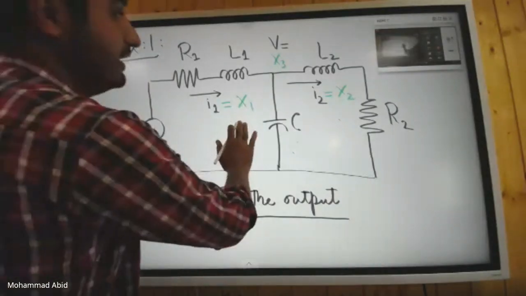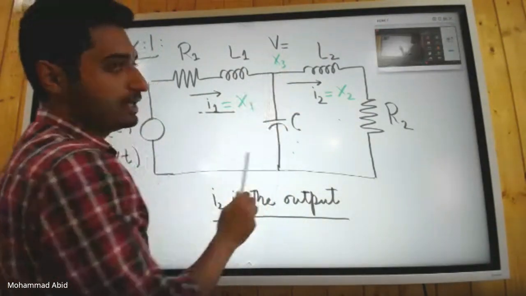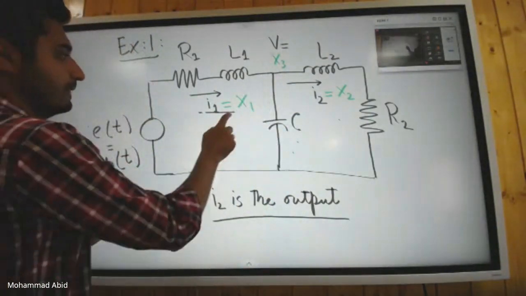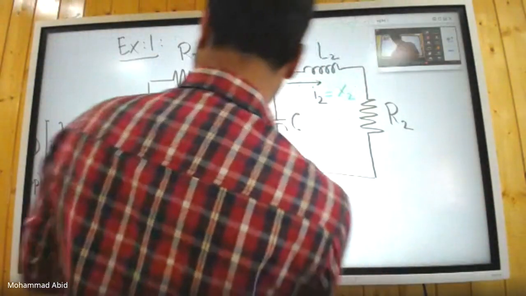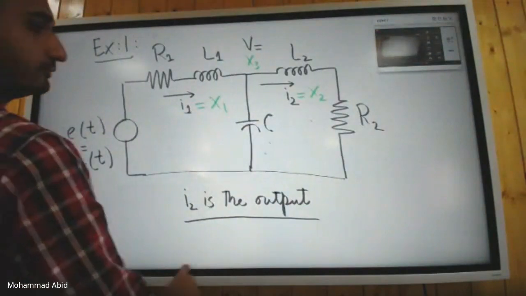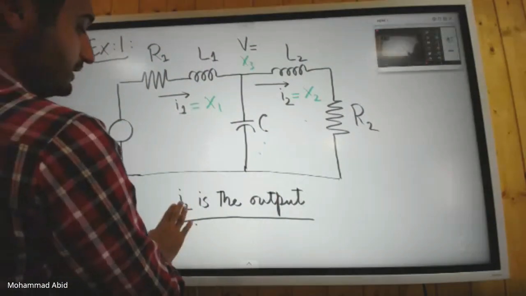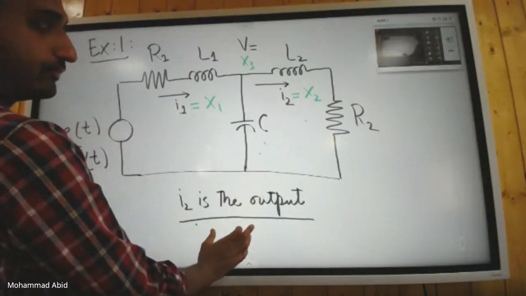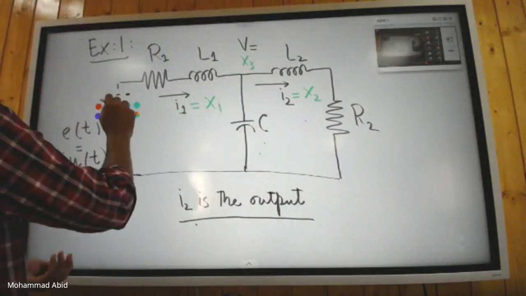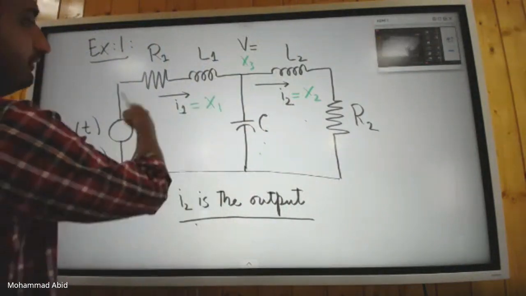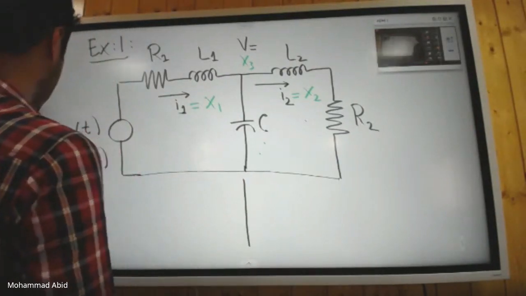Once you have labeled your state variables, this current I1, this current I2, and this voltage V3, the next step is to write the equations. We'll write the KCL equations for the circuit. And you have to keep in mind that I2 is the output. What you can do is apply KVL in this loop.